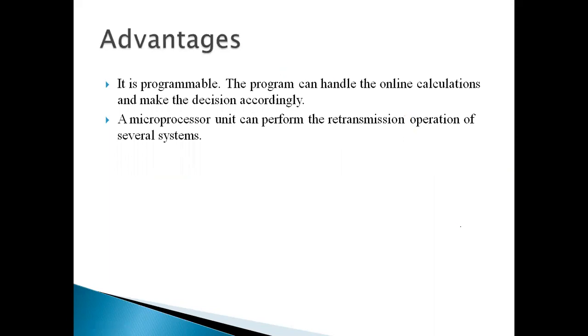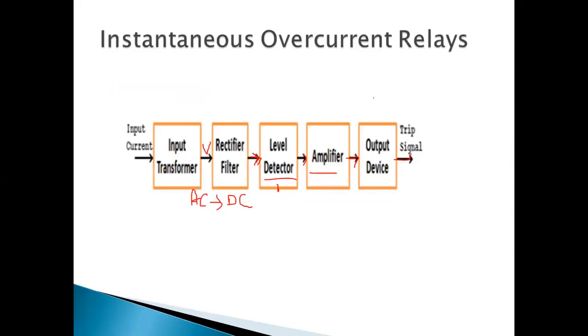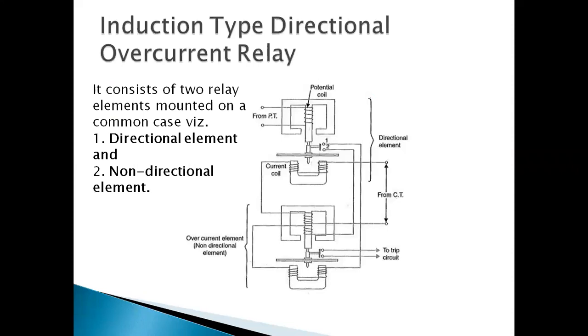The advantages of microprocessor based overcurrent relays are that they are programmable. In the previous relays, if we take the induction type or the electromechanical relays, the phase difference is obtained by using different current transformers and potential transformers. That phase difference produces the torque for the movement of the disc.